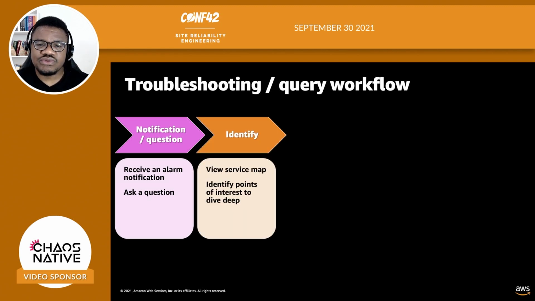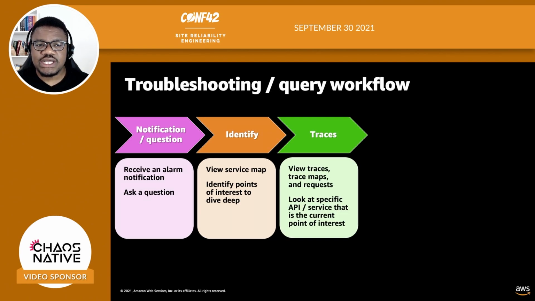And the next thing you do is use what we call a service map to look at what might be potentially causing that issue, or how this question I have can be answered. And then you've got the traces, which basically look at the various touch points of your request as it goes to the various services. And you can use trace maps to start identifying the potential reasons for those issues or to answer the questions you have.